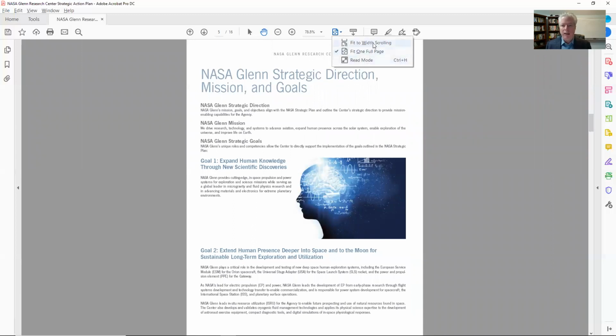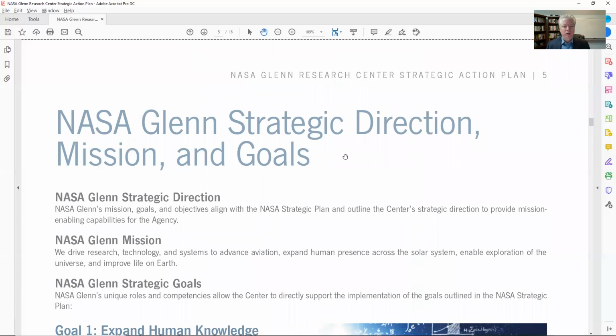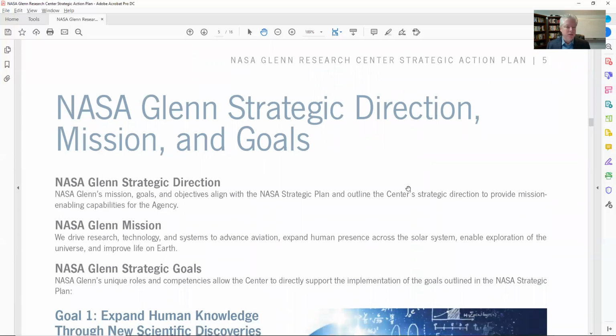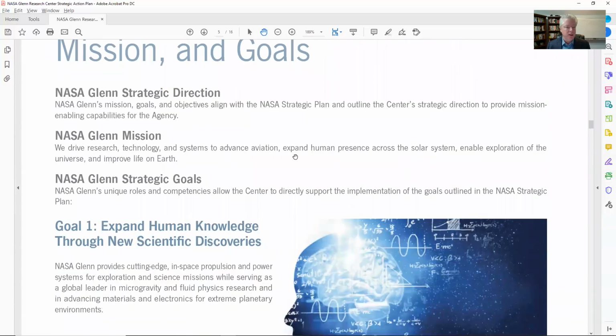Let me go wide. Okay, so here's Glenn's strategic direction, mission, and goals that I want to focus on. I don't want to regurgitate everything that they write in the document, but if there's something that sounds good, I want to pop it out. Okay, so strategic direction. Glenn's mission, goals, and objectives align and outline the direction, whatever. That's a repeat of what she said.